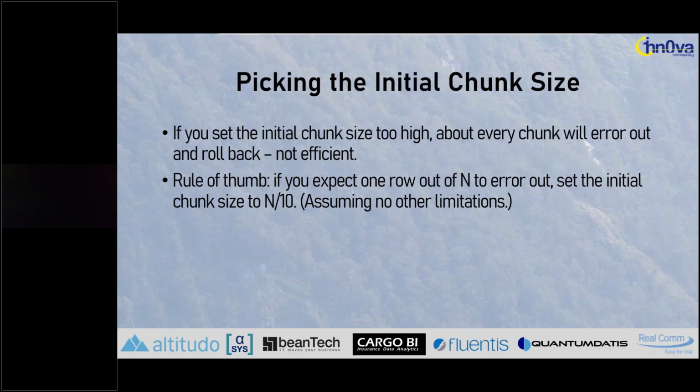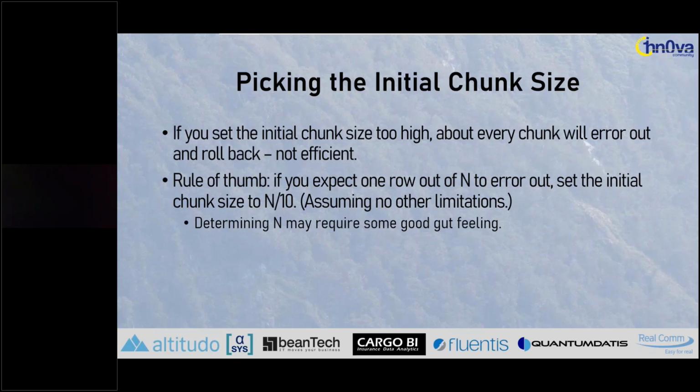So if you expect one row out of n to error out, set the initial chunk size to n divided by 10, assuming no other limitations, like you have to be nice to others. You may note that in my test, I had 10,000 as the chunk size, but almost one row out of 10,000 errors out. So I should probably have a chunk size of about 1,000, 1,500 or something like that. So I probably had too big a chunk size. Now, determining that n may require some quite good gut feeling.